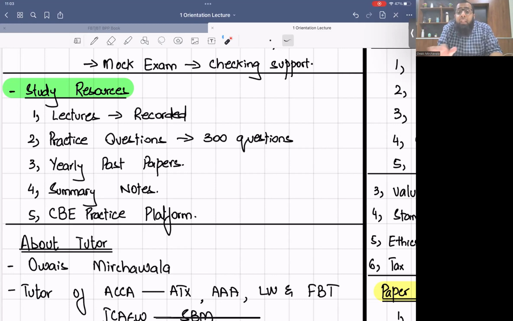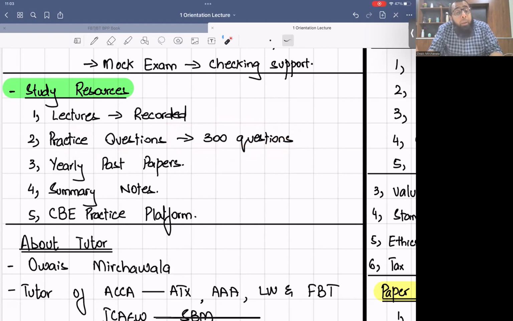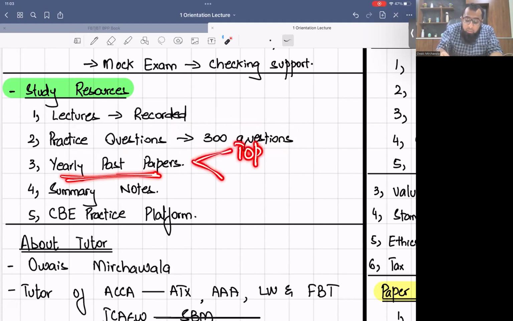They are very detailed, very comprehensive. In those lectures, we will cover all the topics. We'll be doing almost 300 practice questions. These practice questions are done to give you clarity on the concepts. Then we do yearly past papers 2 times. One is topical and one is revision sessions where we do complete past papers.